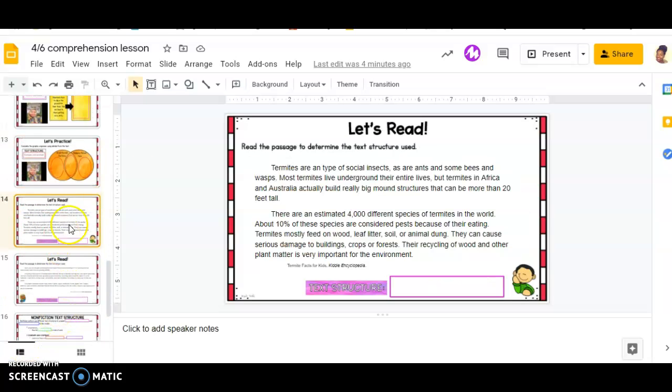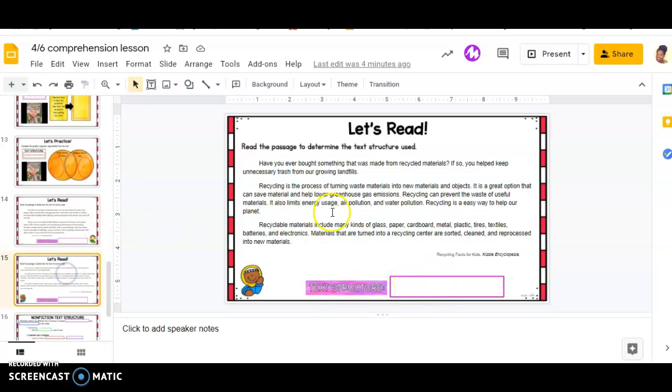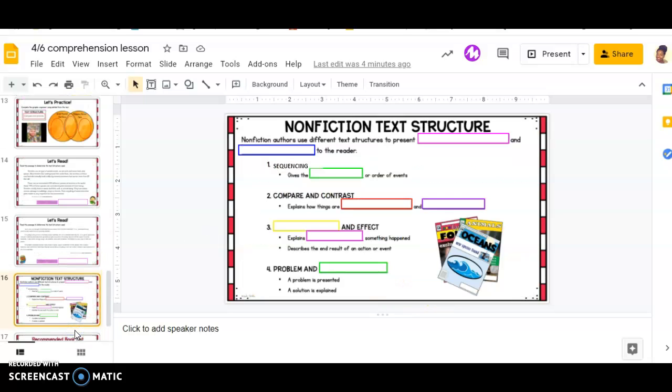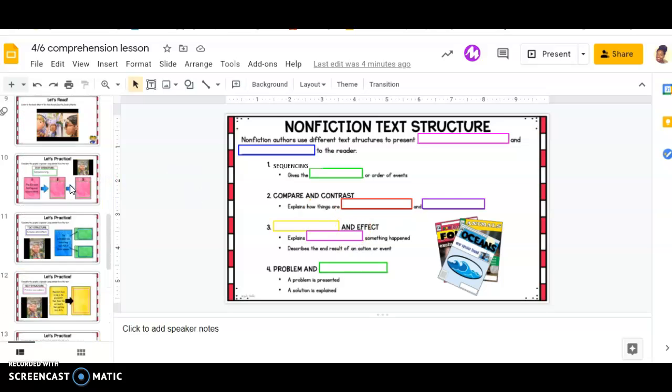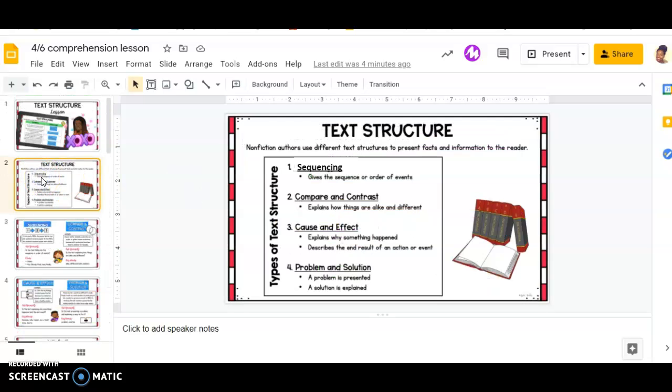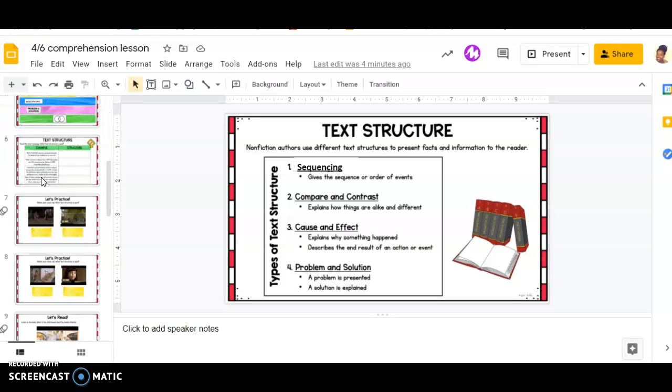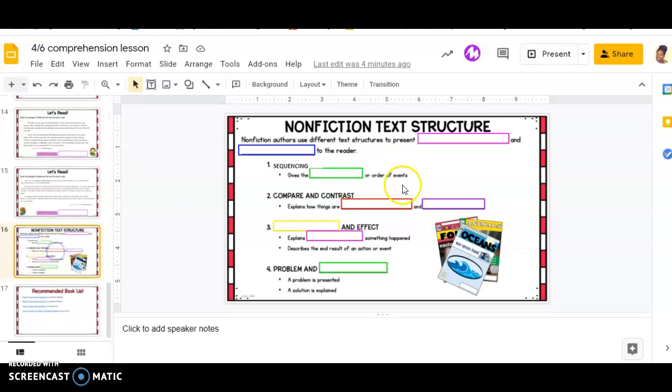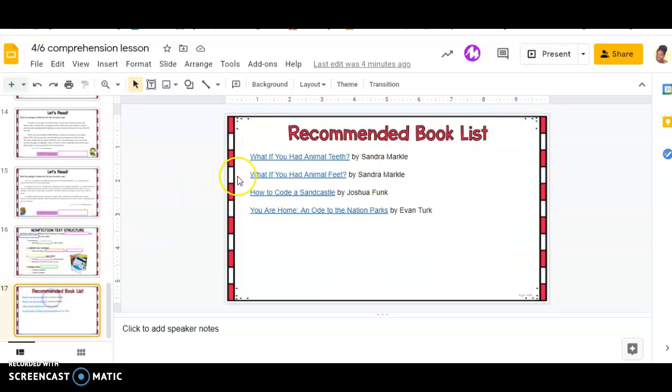On the next slide, you will read this short passage and tell what the text structure is. And then you will do the same for this slide. And then lastly, we have a summary of what we learned. So this page is mimicking the very first slide that we went over, giving you that same information. They just want you to plug in what is missing. Okay? And then here is just a recommended list of books that you can read when you're at home.